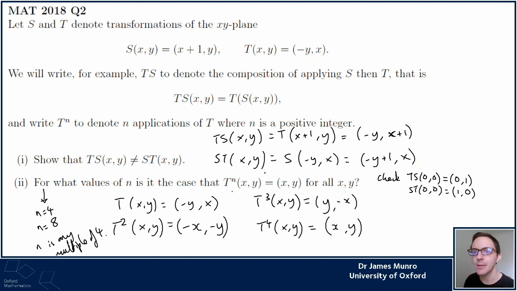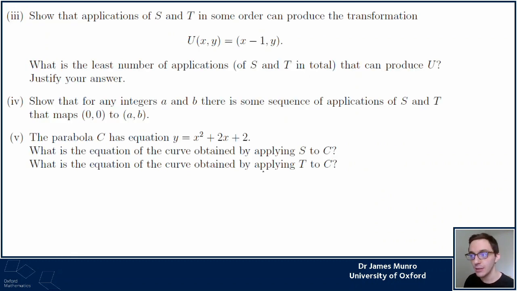Right, okay, part 3. In part 3, we're asked to use s and t to build this transformation, which is called u. U is supposed to be the transformation that subtracts 1 from your first coordinate. Translation to the left, I suppose. Let's remember s of xy was x plus 1, y, and t of xy was minus y, x. Okay, so the challenge is to build this out of those transformations. So I'd get going messing around with bits and pieces of these.